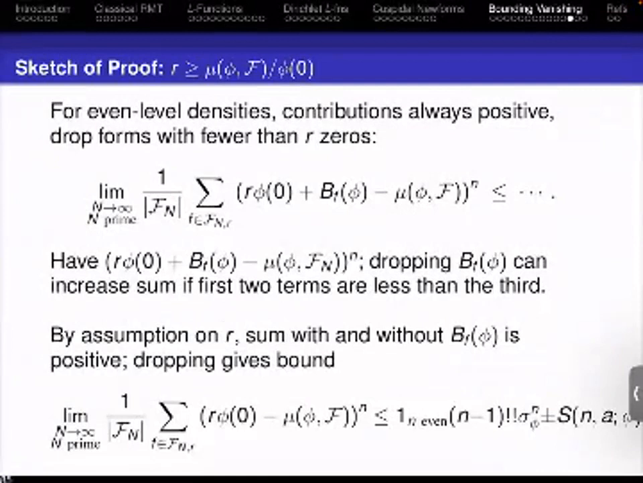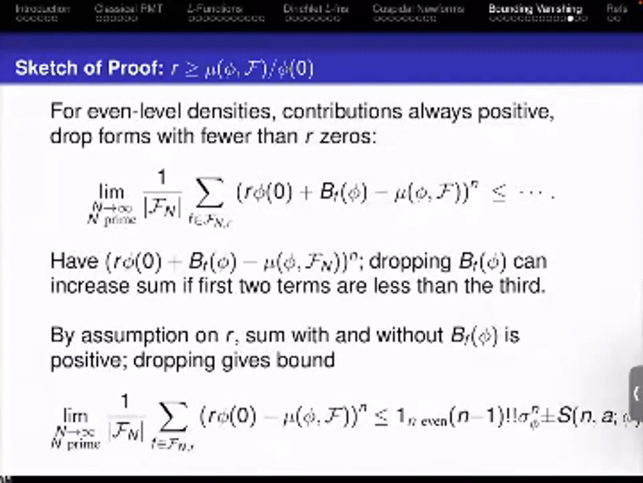Well, the problem is I'm raising this to the nth power. If n is even, if I drop any forms, I'm not dropping a negative number, so I'm only going to make things smaller, which is good. The problem is if the sum over all the zeros that are not at the central point plus R phi of zero is less than the mean, if I drop the zeros that are not at the central point, I could actually make the thing in parentheses bigger.